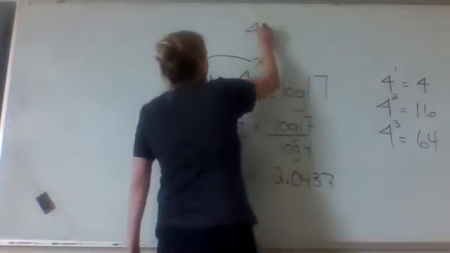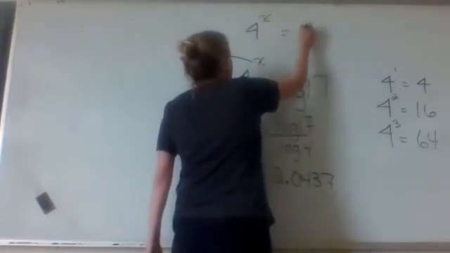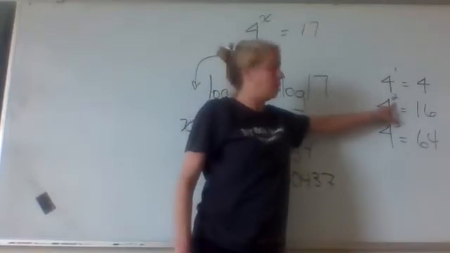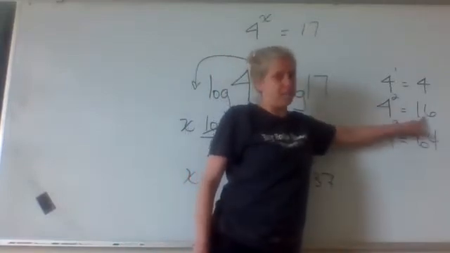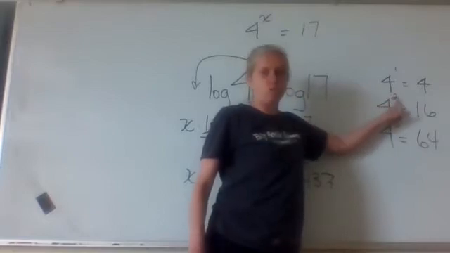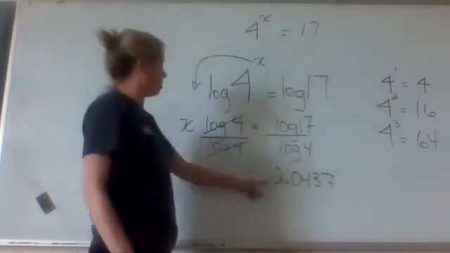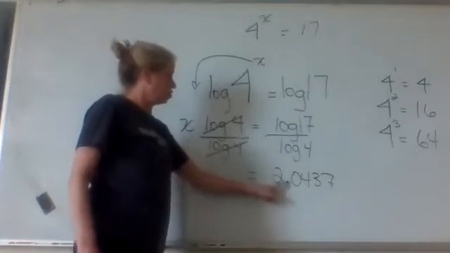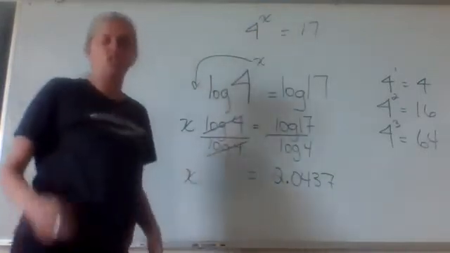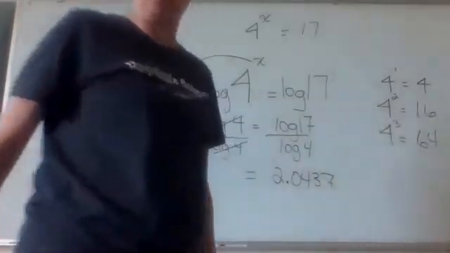Because the original equation was 4 to what power equals 17? Well, 4 to the second power is real close to 17, which means my answer is going to be real close to 4 squared, isn't it? So look what your answer ended up being, 4 to the 2.0437. That's what that x is, just a little bit more than 4 to the second power.